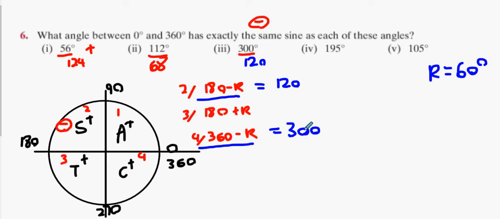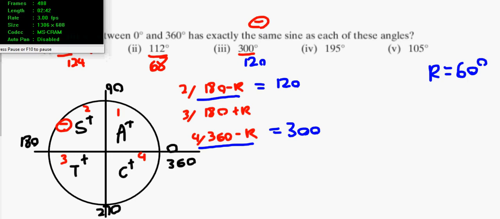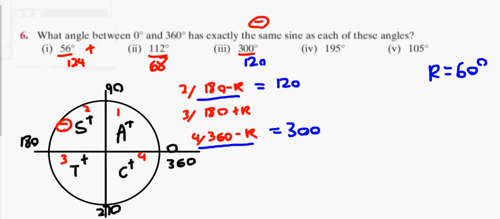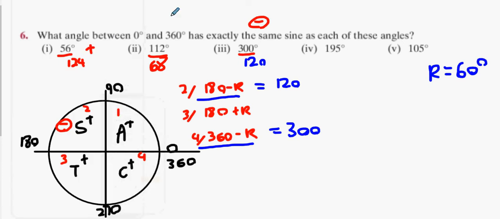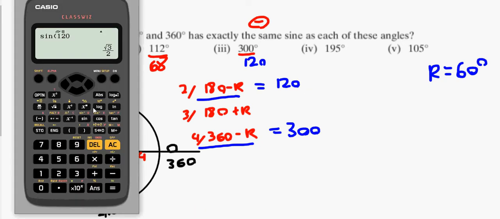Now, if you aren't too sure about this, check your answers, alright? So put down sine 120 in your calculator. Sine 120 is root 3 over 2. Oh, sorry. Sorry, my fault. Oof. Just while we checked it, because sine 300 isn't the same thing. Sine 300 is minus root 3 over 2.